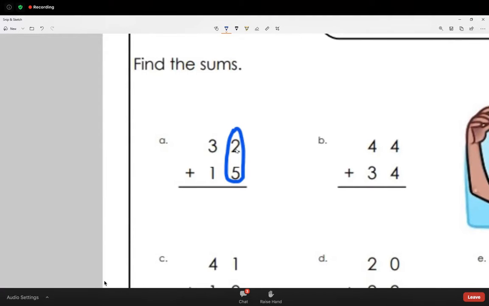So Navi, what is 2 plus 5? Equals 7. Yeah, equals 7. Once we've solved that one, we focus on the other column right here. I covered the number a little bit, but it's 3 and 1. What is 3 plus 1? 4. Yeah, so it's 47.